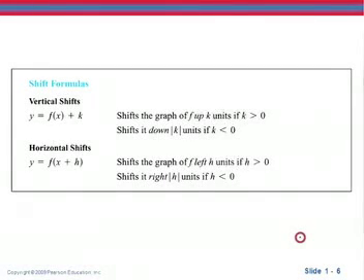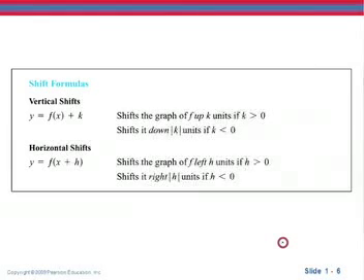Some other things we need to think about are how sums and differences in functions affect the graphs of functions. For example, if I add a constant to the end of a function, it shifts the graph either up or down. If k is positive, it shifts the graph up k units. If k is negative, it shifts the graph down the absolute value of k units.